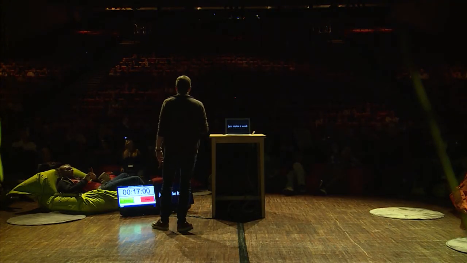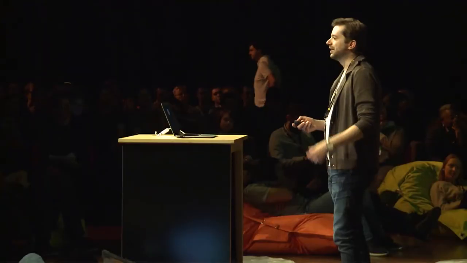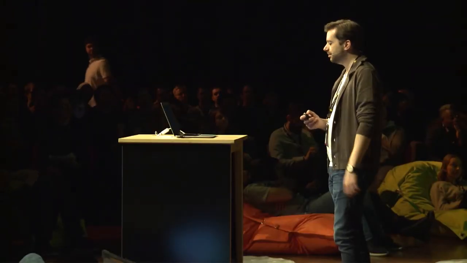And of course, this all contributes to a cycle that we find ourselves in. When you look at an existing style sheet and it feels too complicated to understand, you end up writing new styles because you're afraid you might break something if you modify CSS, or you're not even sure where all the styles live. And then when you add CSS, you close the loop and you add more complexity to the style sheet, making it even harder next time.